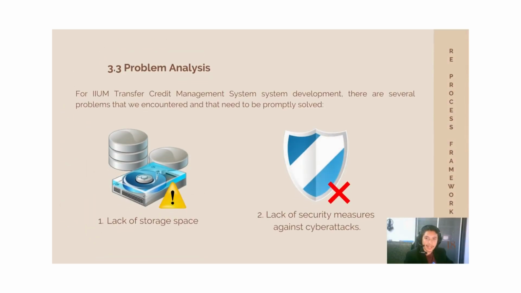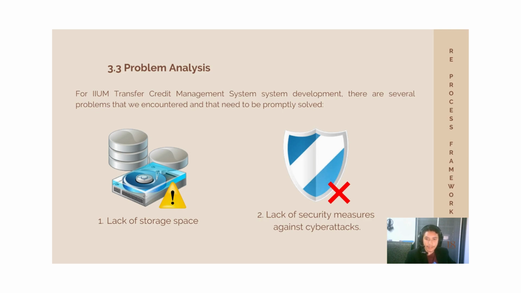Next is the problem analysis. For IIUM Transfer Credit Management System development, there are several problems that we encountered and that need to be properly solved. First is the lack of storage space, because during the system development, we have identified that our system does not have sufficient storage space to store all information regarding transfer credit applications by students. In order to solve that, we are developing a database server specified only for this system to accommodate the lack of storage space in the system.